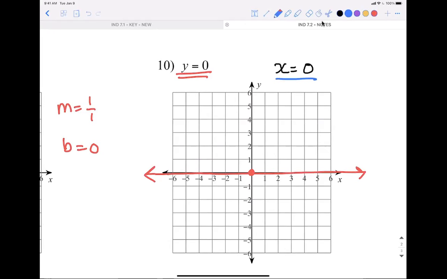Now, if you look at the x equals 0, the point is still going to be at the origin, but x's go up and down, which means x equals 0 is going to go up and down right at the origin. So no matter what the y equals, it should always go side to side. No matter what the x equals, it should always go up and down. Okay? Are we good? All right.